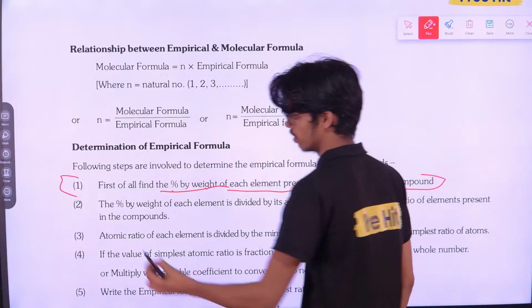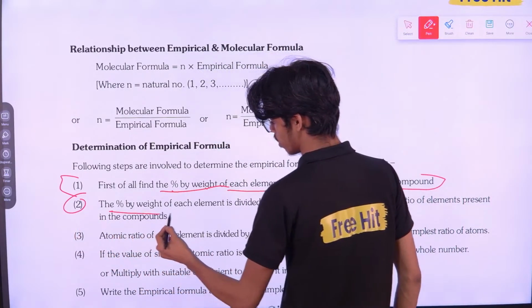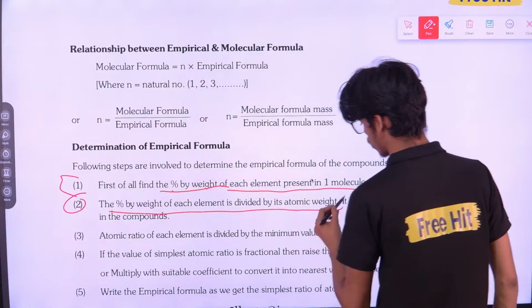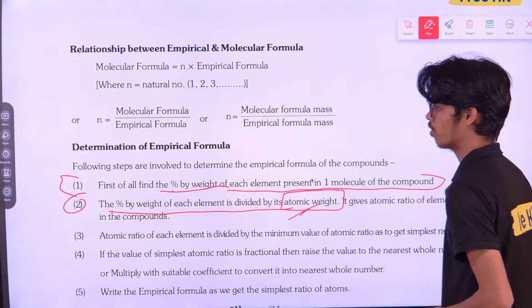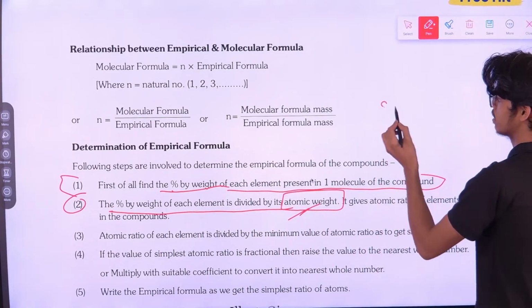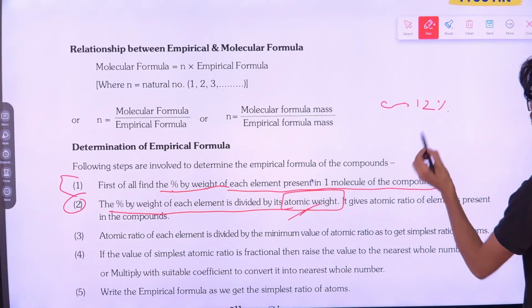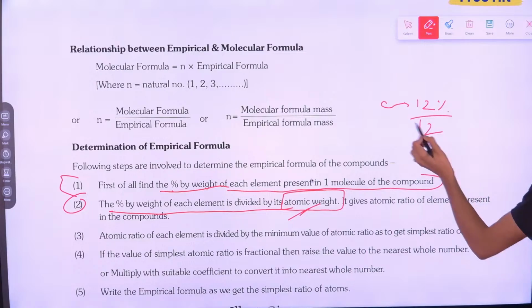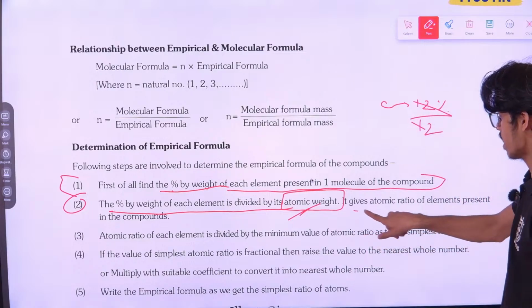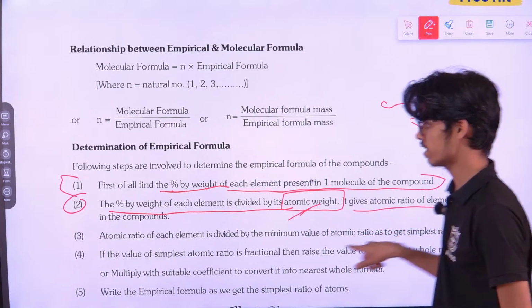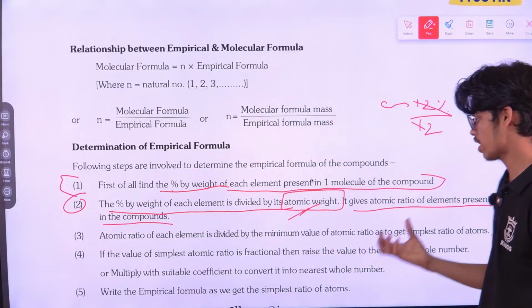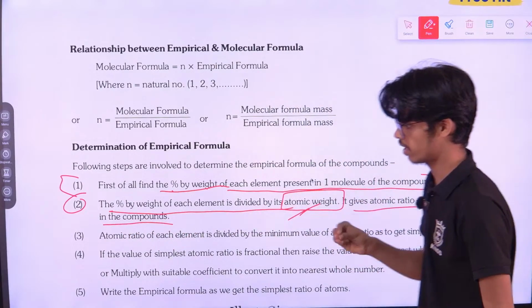Then the percentage by weight of each element is divided by its atomic weight. For example, if carbon is present at 12%, you divide it by the atomic weight. Got it? Now it gives the atomic ratio of elements present in the compound. So it gives you the atomic ratio. How many atoms are there in ratio?